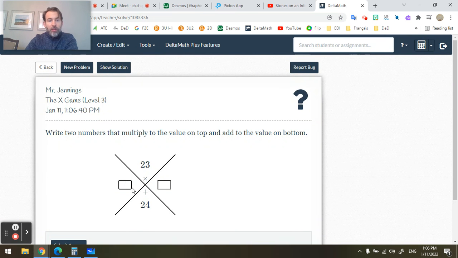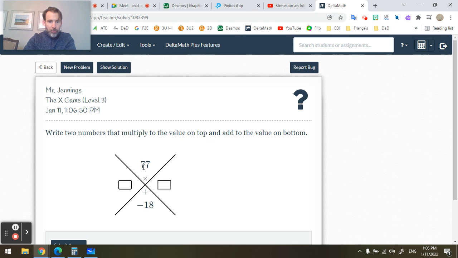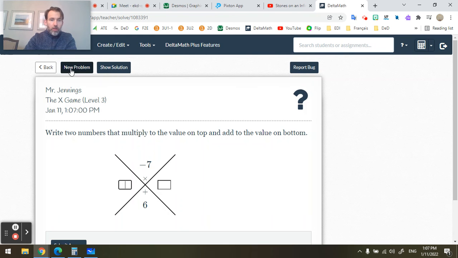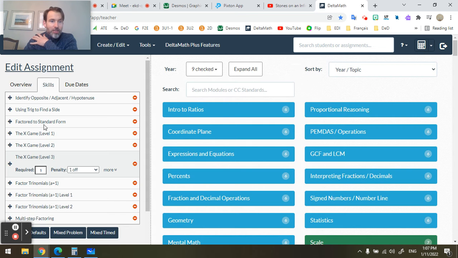Multiplies to 23 and adds to 24. 23 and 1. No problem. Multiplies to 77 and adds to negative 18. Negative 7, negative 11. See, I like doing these, so I'm doing a lot of them. Adds to 6 and multiplies to negative 7. So 7 and negative 1. Yay, and there's only ever one correct answer with these. Kind of cool. Okay, so that's the X game.